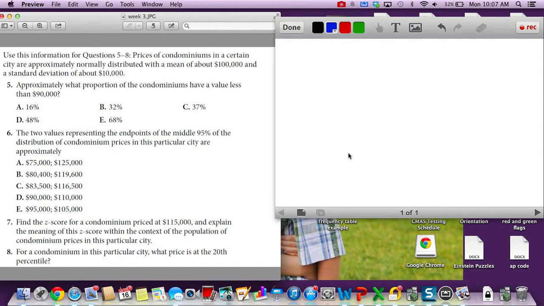Prices of condominiums in a certain city are approximately normally distributed with a mean of about $100,000 and a standard deviation of about $10,000. Okay, so anytime I see something with approximately normally distributed, the first thing I want to do is draw a picture of this bell curve of my normal distribution. I'm going to try to draw it as neatly as possible.